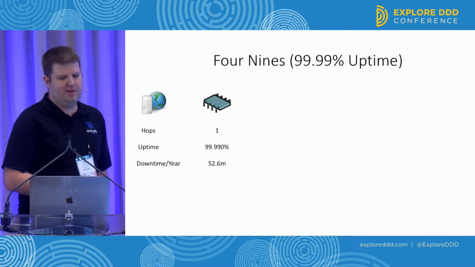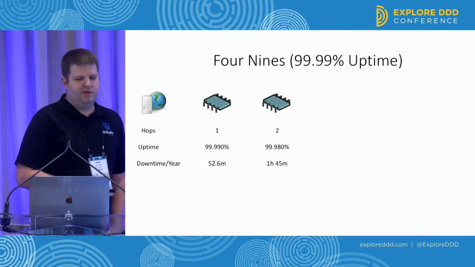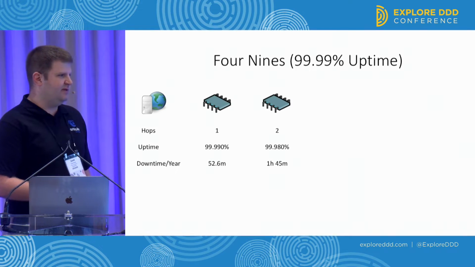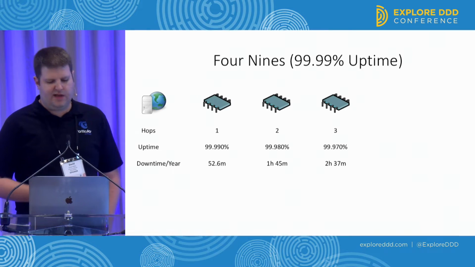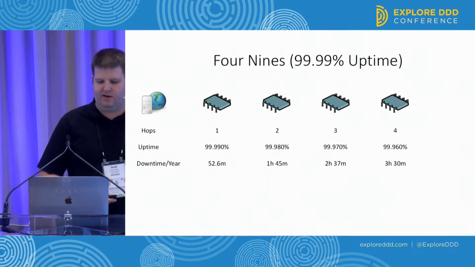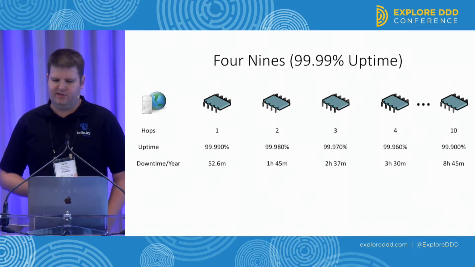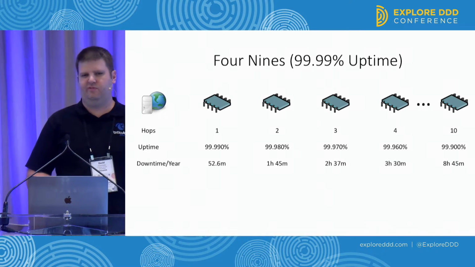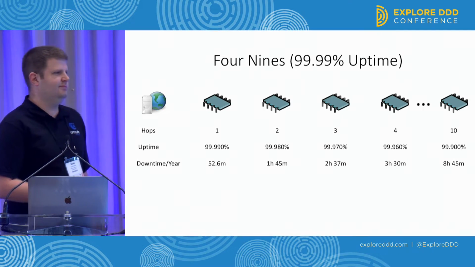So just for fun, let's make it worse. Let's go 4 nines. You start off with 52 minutes of downtime per year, and as you escalate towards 10 nodes, your downtime is now 8 hours and 45 minutes per year. That's a whole day.